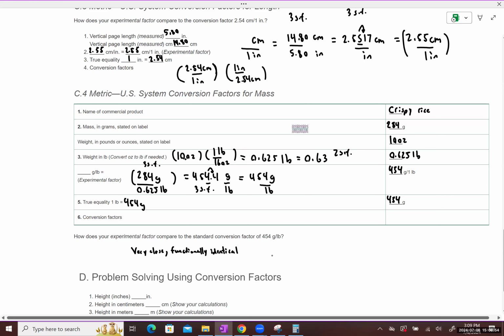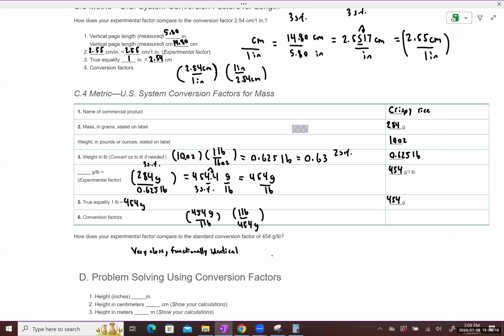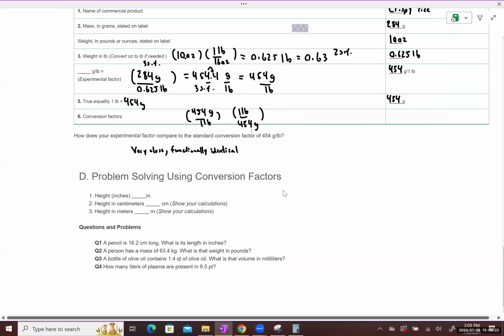So for the last part, let's write out some conversion factors. So we know that there are 454 grams in 1 pound. And we also know that in 1 pound, there are 454 grams. So we have our two conversion factors that we can write out. Okay, we're now ready to move on to part D, problem solving using conversion factors.